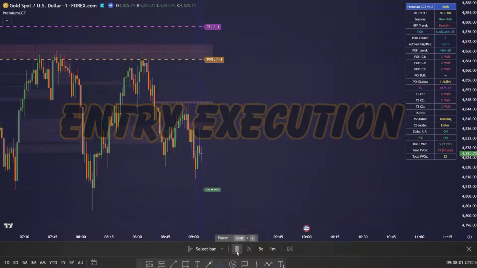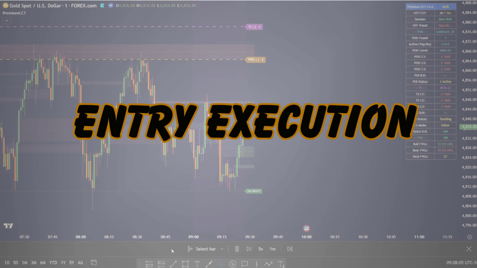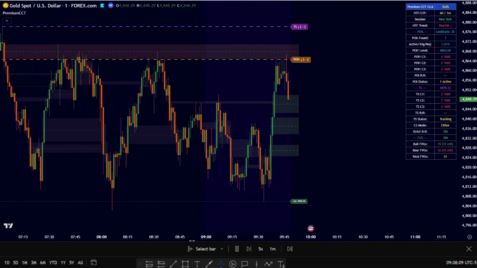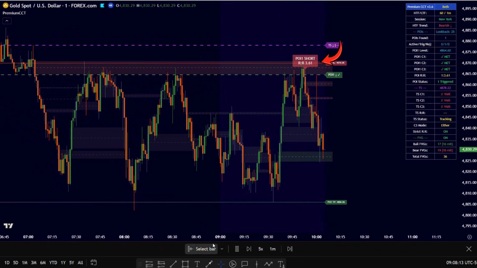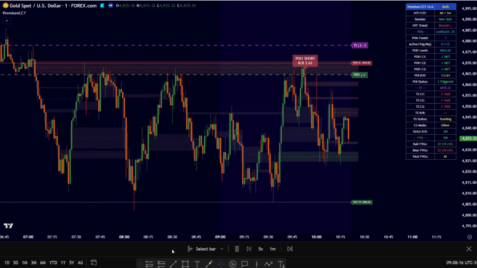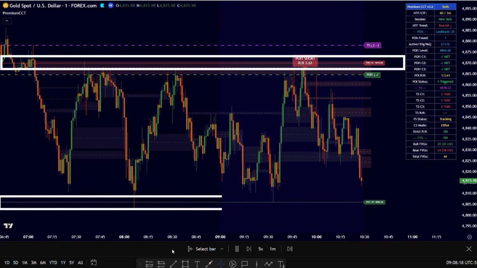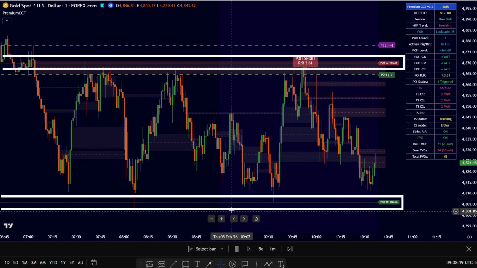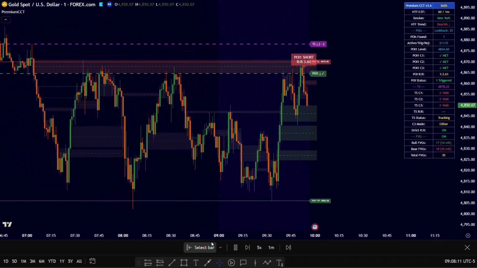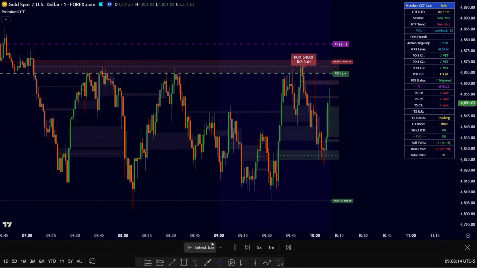Step 4 is entry execution. When all conditions are met, the entry marker appears based on your chosen display style. It could be an arrow, label, line, or dot. The alert fires if you have alerts enabled. Stop loss and take profit lines extend from the setup start across your chart. And the POI or TS line changes color to green, indicating a triggered entry.